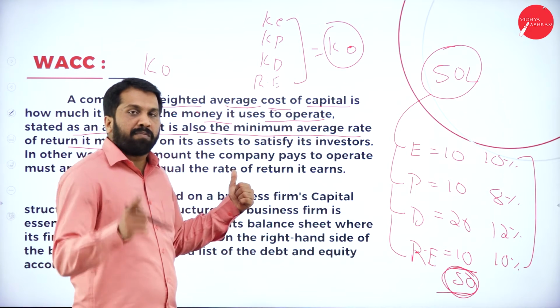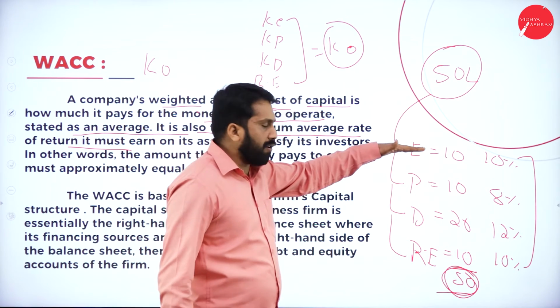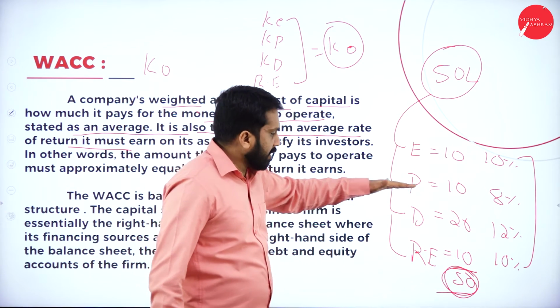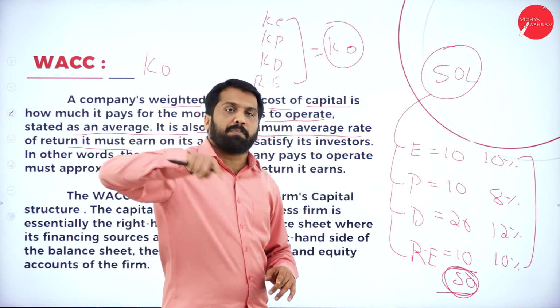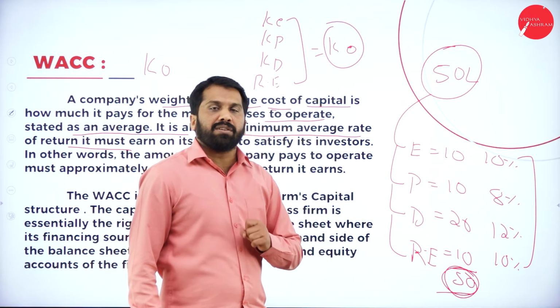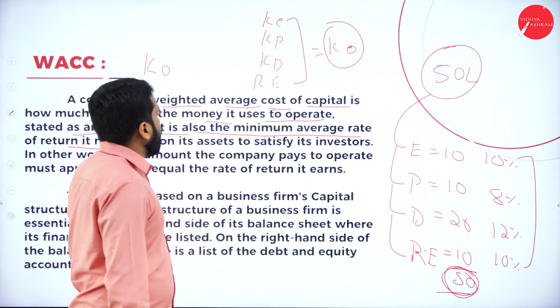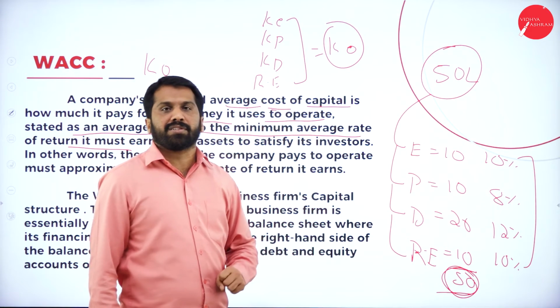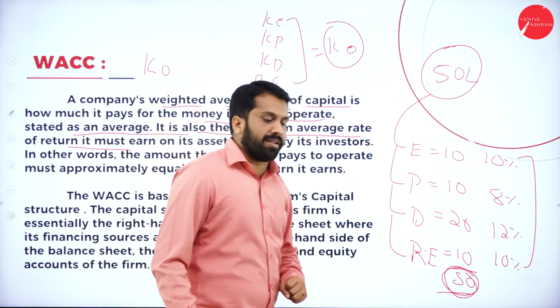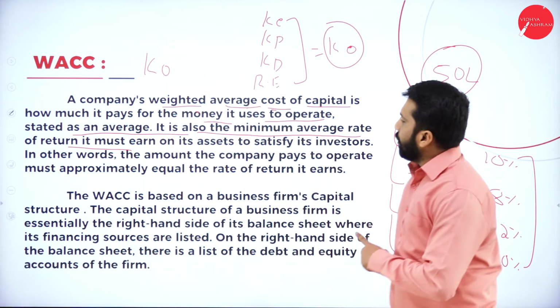Hope you understood. If you want cost of equity, go for this. Preference, go for this. Debenture, go for this. But I want all put together, how much? Then you should go for WACC. Under WACC, it says what your total cost is. Clear? Yes, this is all called your WACC.